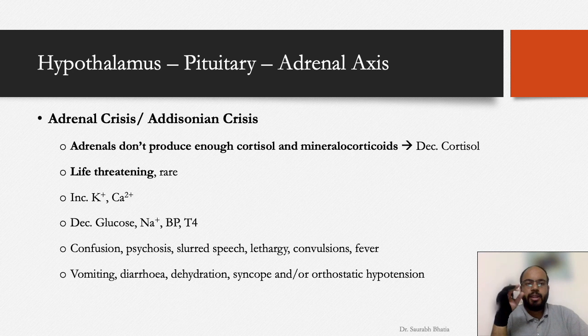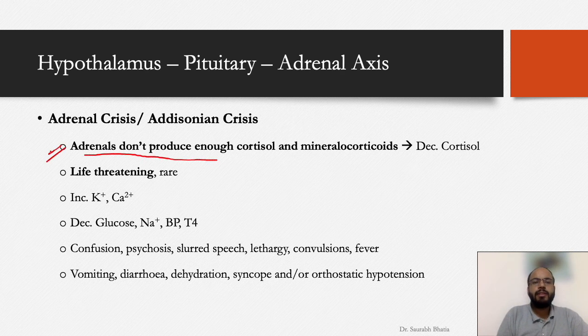Now coming back to the hypothalamus-pituitary-adrenal axis, if the axis is suppressed to a major extent, or let's say you're giving significant steroids for more than 3 weeks, let's say more than 20 milligrams per day of prednisolone, it will lead to HPA axis suppression. If the suppression is over a prolonged period of time, it might lead to adrenal crisis or Addisonian crisis. Now what do we mean by adrenal crisis? The adrenal glands don't produce enough cortisol and mineralocorticoids.